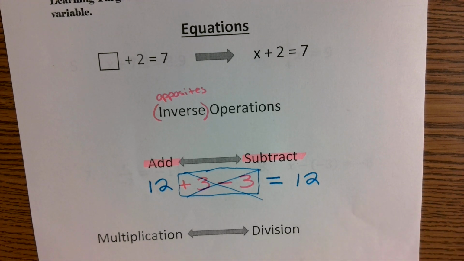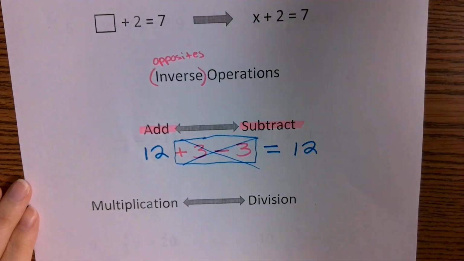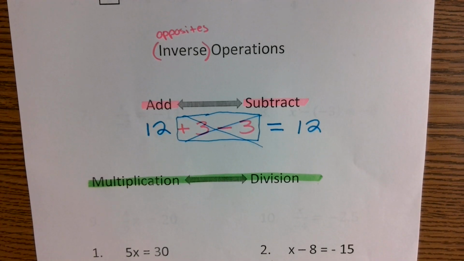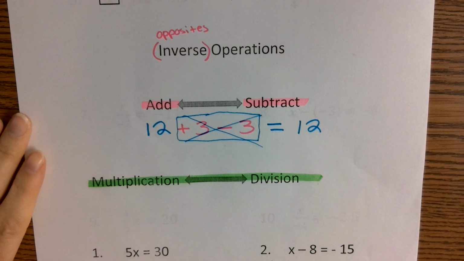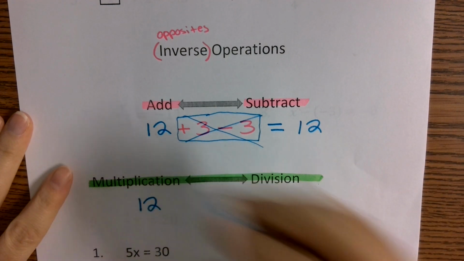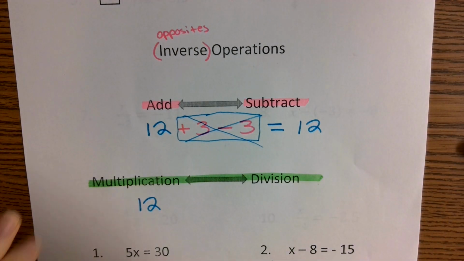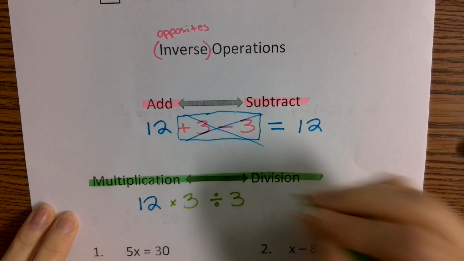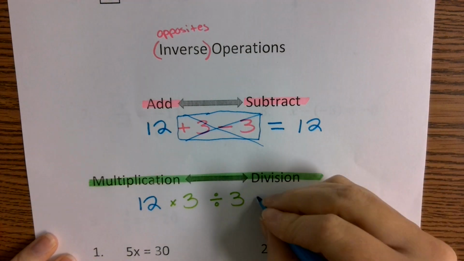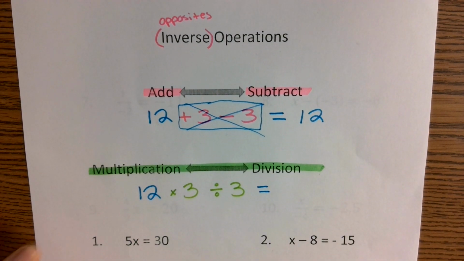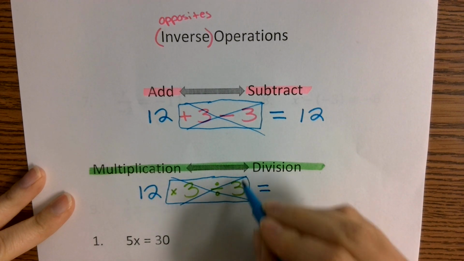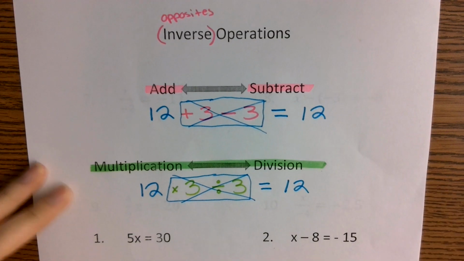Same thing when it comes to multiplication and division. With multiplication and division, they are inverse operations to each other. They are opposite operations. So if I take 12 and I multiply it by 3, but then I divide it by 3, what am I left with? 12. Because again, multiplying by 3, but then dividing by the exact same value, it's as if they never happened. So I'm just left with the value 12.